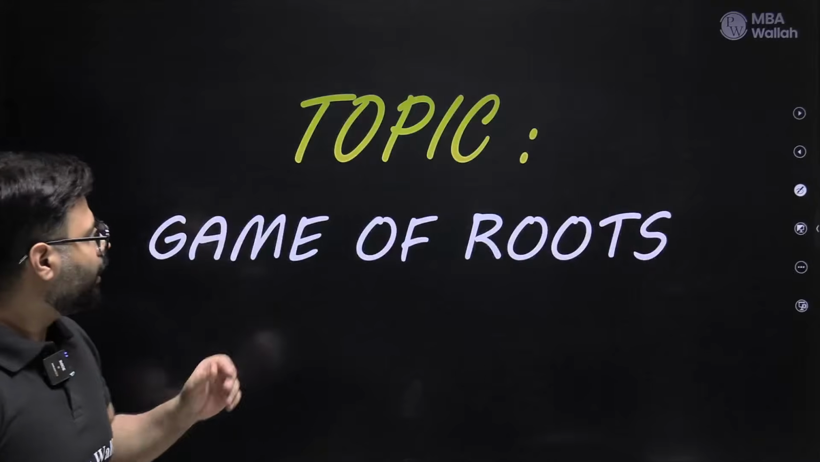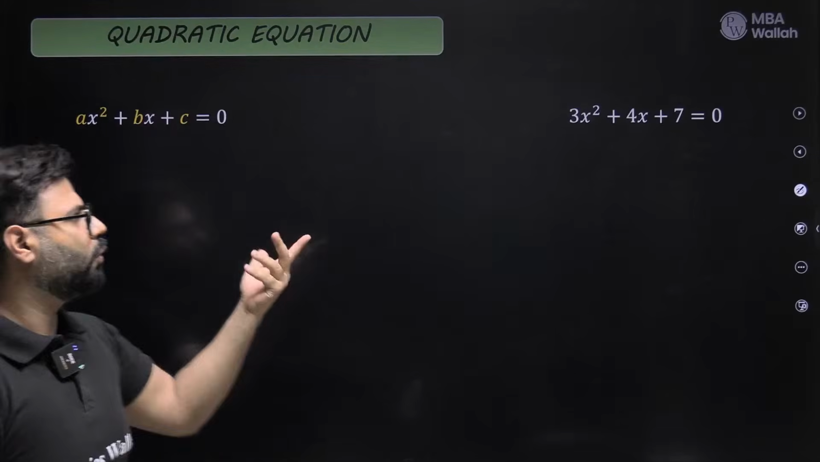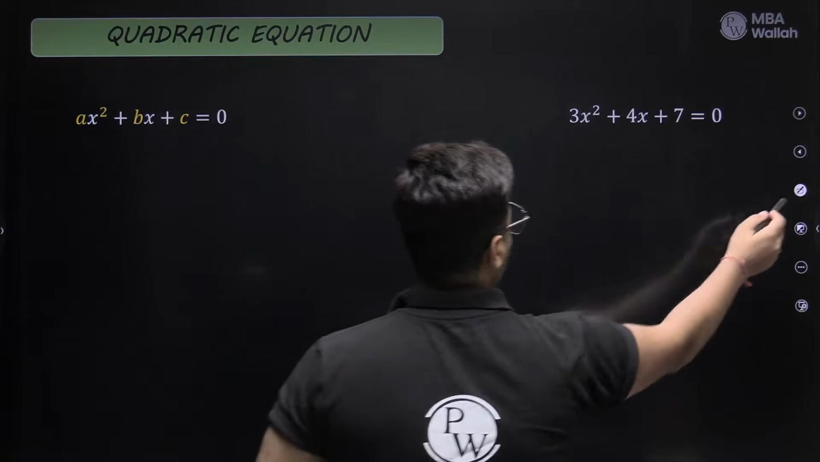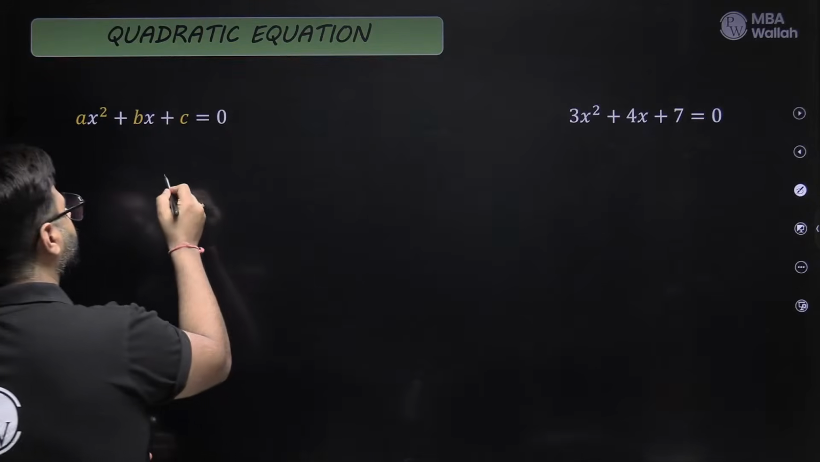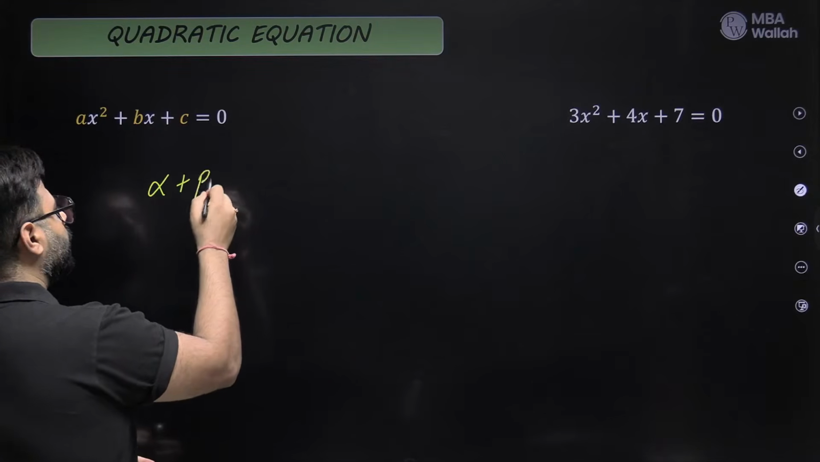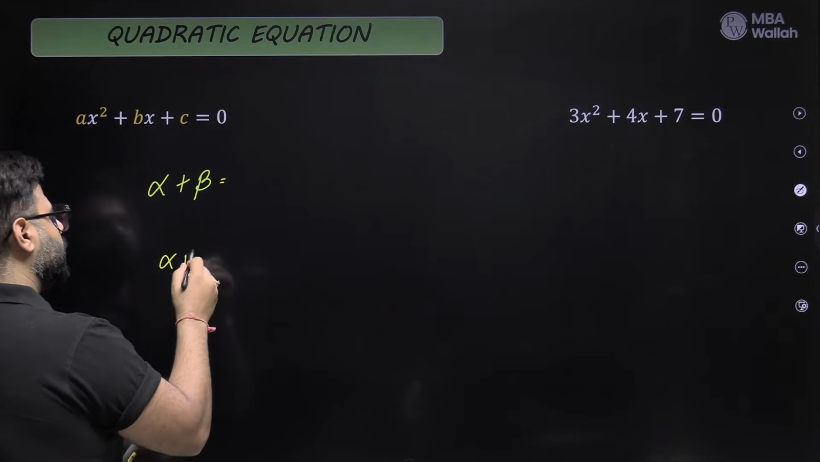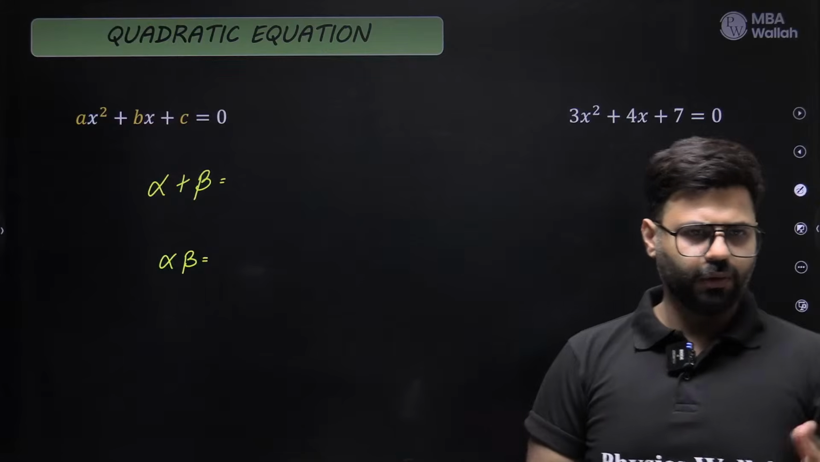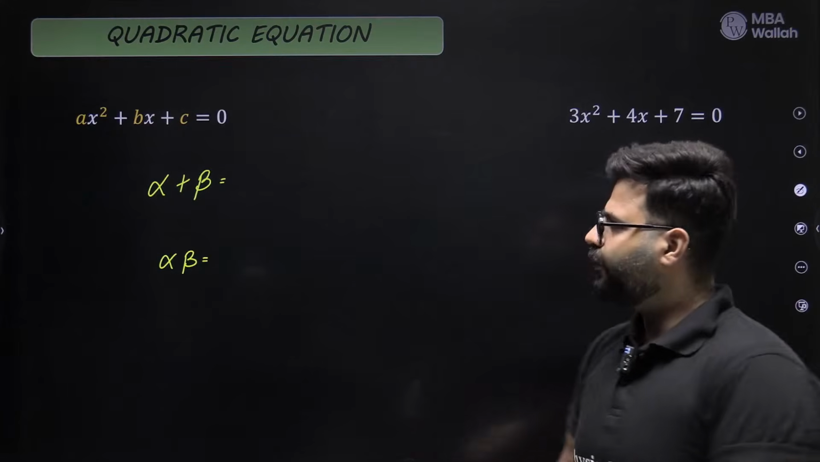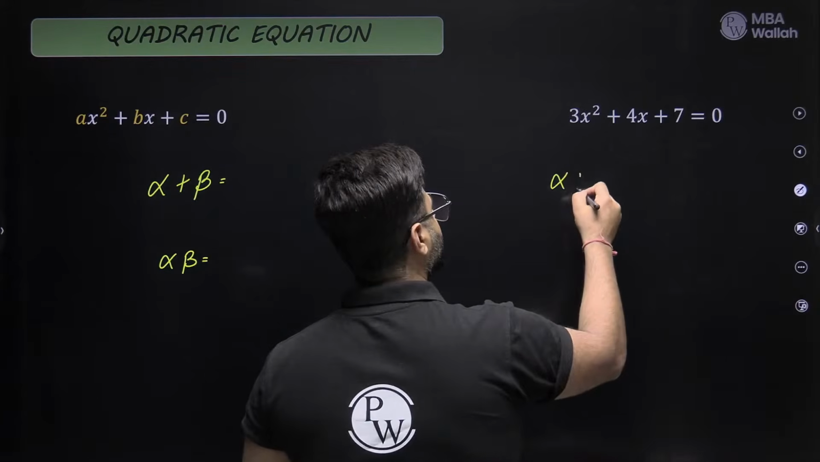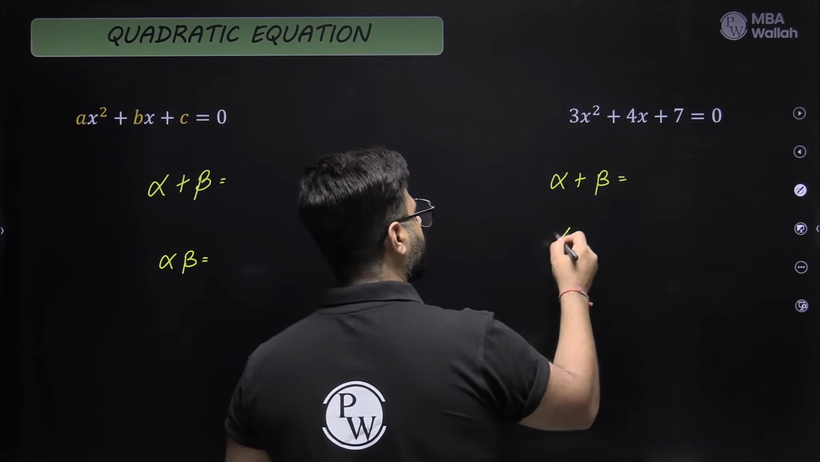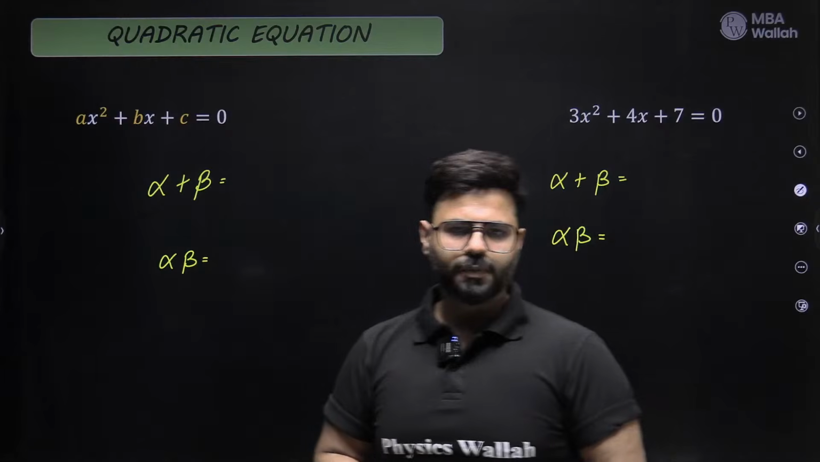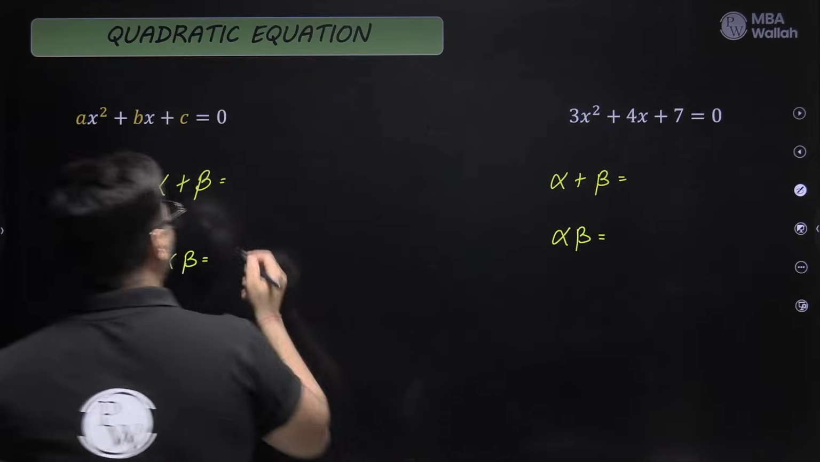Now guys, the idea is very simple. If I give you a quadratic equation, I'm very sure that you must know what alpha plus beta is. So everybody knows what alpha plus beta is, and what is alpha beta? Tell me what is going to be the value of alpha plus beta over here and the value of alpha beta over here. Come on. So what is alpha plus beta? Minus b by a. Right, alpha beta is c by a.